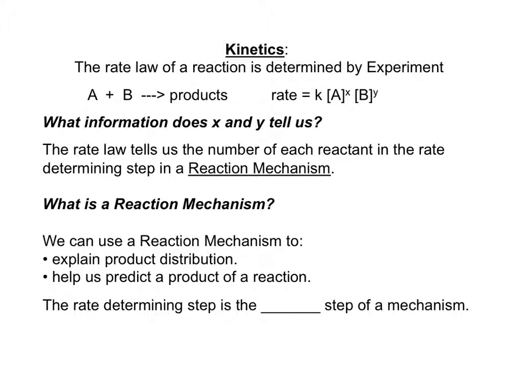Experiments can be performed to determine the rate law of a reaction. X and Y tell us the order of the reaction with respect to each reactant. The reaction order in the rate law tells us the number of each reactant in the rate determining step in the reaction mechanism. So remember that a reaction mechanism is a sequence of steps by which bonds break and form, and the mechanism helps us explain product distribution of a reaction. Also remember that the rate determining step is the slowest step of a mechanism.